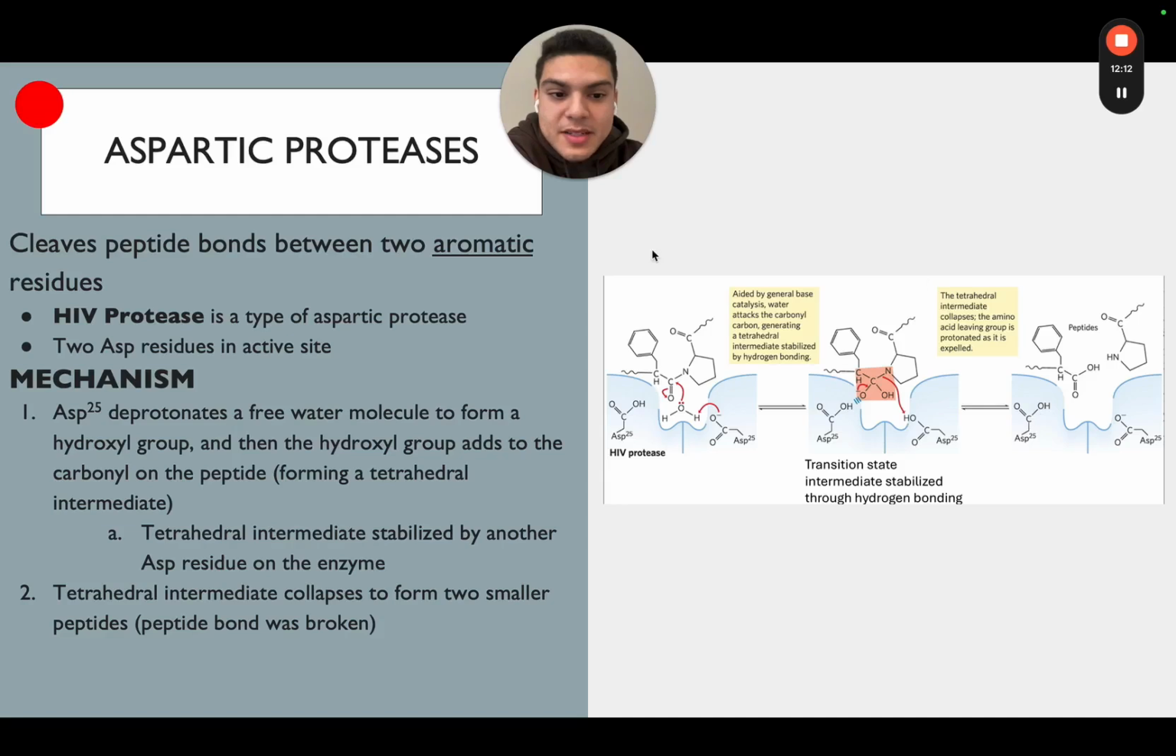And so the way the mechanism works is that in this active site, you're going to have your substrate here, right? We have an aromatic molecule number 1.